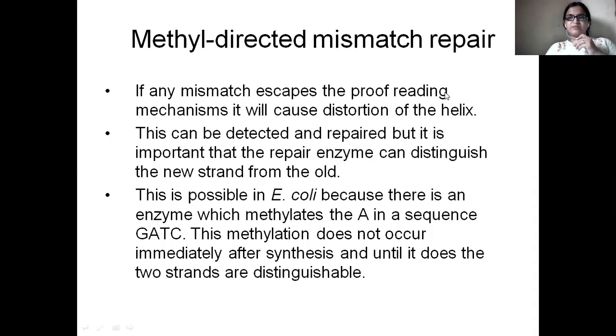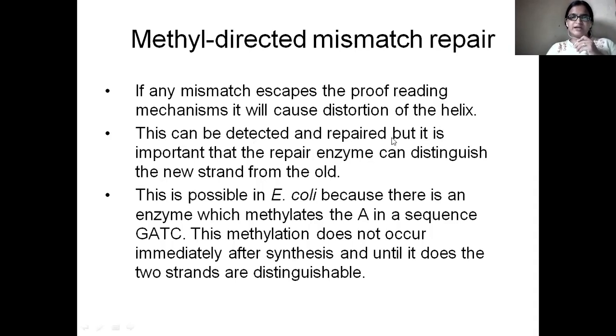Why a proofreading mechanism? To maintain the fidelity, or the quality, of the DNA in the cell. So when a mismatch escapes this proofreading mechanism, it will cause a distortion, or a bubble, in the helix.